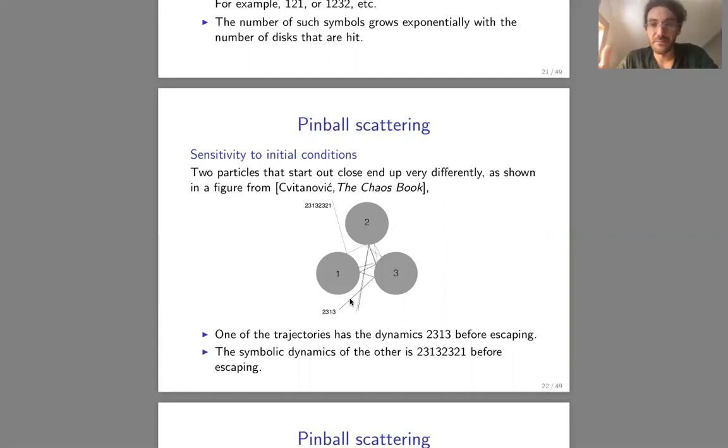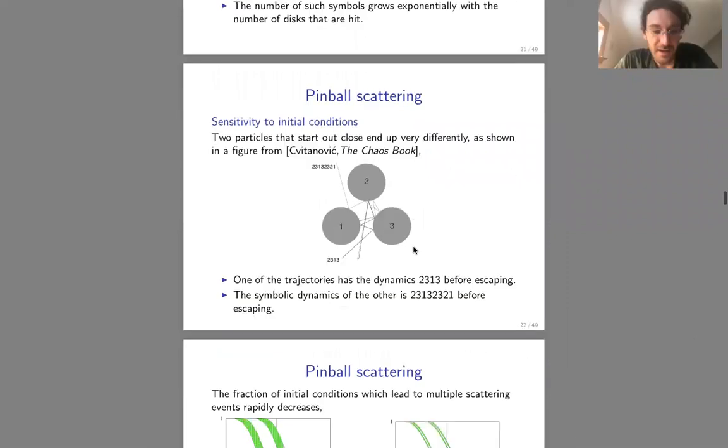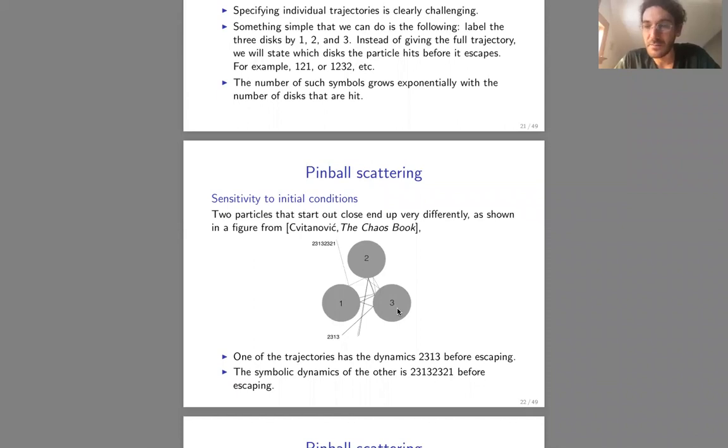And then they give a prediction for the escape rate, which is very accurate. Sorry, gamma is again a function of the impinging angle, right? Let's say the average escape time, which is a function of the impinging momentum. So, good.